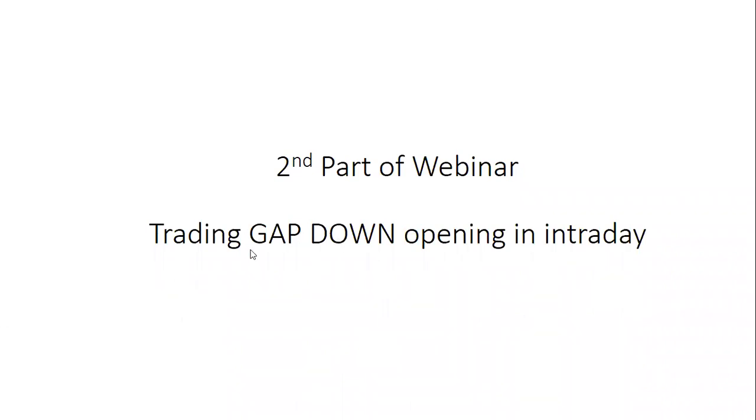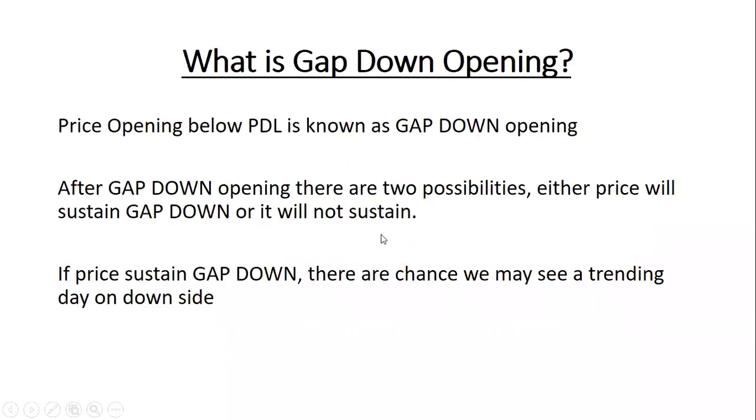Now, gap down opening basically means the opening price is below the previous day low price. So let's say, for example, yesterday's low was 100 rupees and today price directly opens at 97. So this is called a full gap down opening. Now, why does share price open gap down? Maybe because of some negative news, some negative development in that counter. Because of that, we got gap down opening.